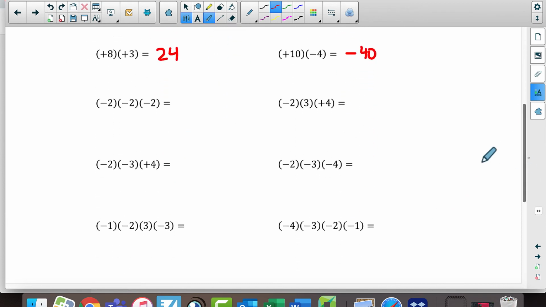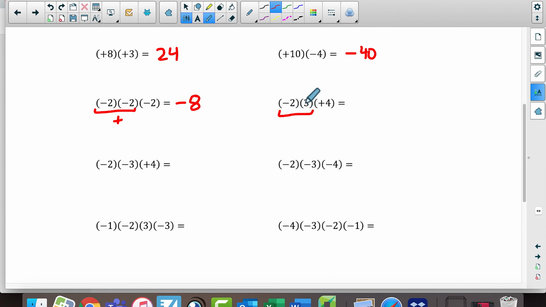Alright, those are your basics. Let's get to some harder stuff. Whoa, what's happening here? A negative times a negative times a negative. Well, let's take this 2 at a time. If we go a negative times a negative, what do we get? We get a positive. And then if you go positive times this last negative, you get a negative. So this answer should be negative. 2 times 2 is 4. 4 times 2 is 8. So that's your answer.